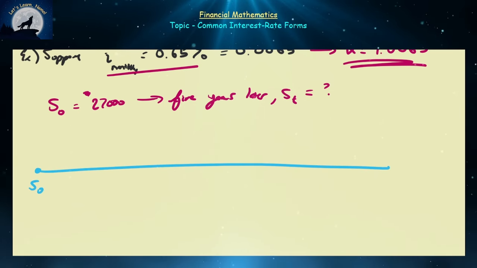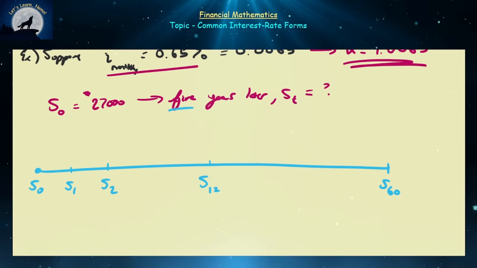So we have our S0, we have our S1, we have our S2, and we continue all the way down to S12, so that's going to be 1 year. But we want to go 5 years, so 5 times 12, that's going to be equal to 12, 24, 36, 48, 60. So that's going to go all the way down to 60.